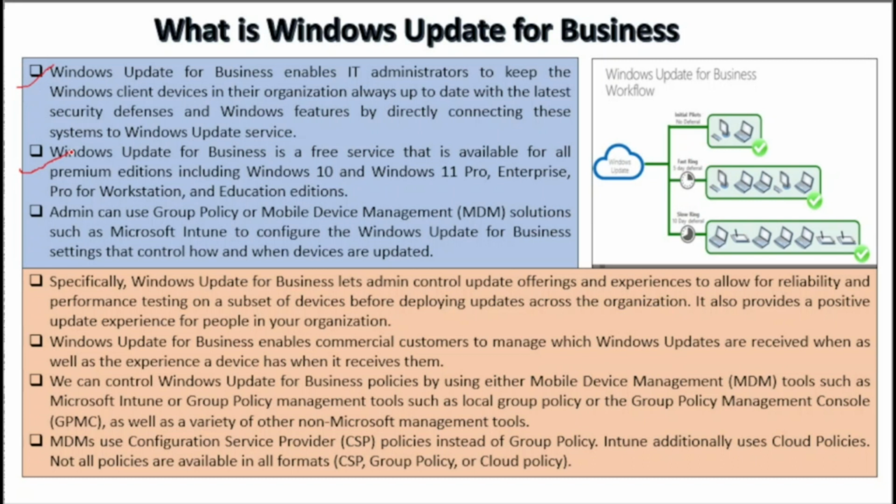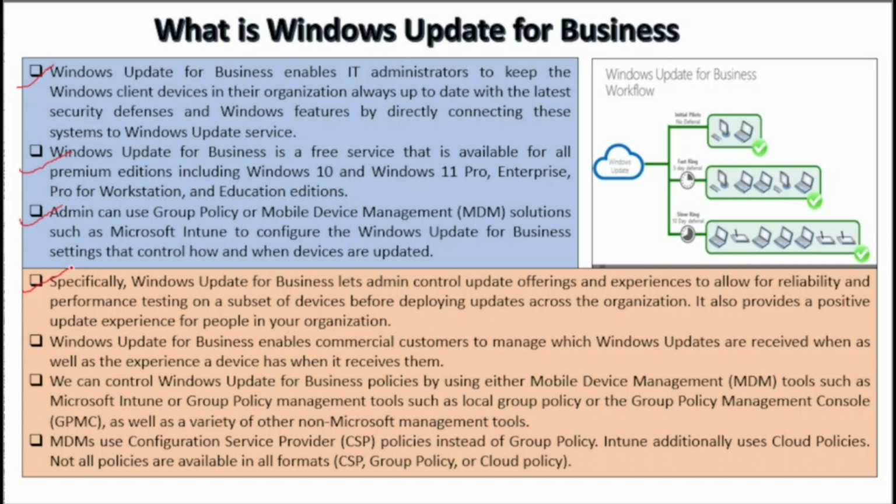Windows Update for Business is a free service that is available for all premium editions, including Windows 10 and Windows 11 Pro, Enterprise, Pro for Workstations and Education editions. Admins can use group policy or mobile device management solutions such as Microsoft Intune to configure the Windows Update for Business settings that control how and when devices are updated.